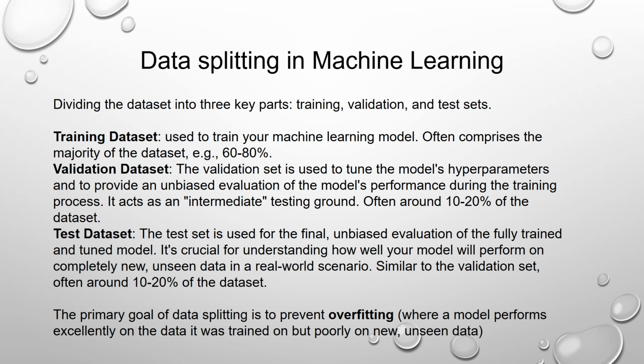Then finally, there is a test dataset, which is used for the final evaluation of a fully trained model. And why do we use a test dataset? Why don't we deploy our model after training it? It is because we need to be sure our model is doing a good job. So we test the model with the test dataset, with unseen data, and evaluate how the model performs. And only if we are satisfied with the model, we deploy it in the real world. So we can again use 10 to 20% of the dataset as test dataset.